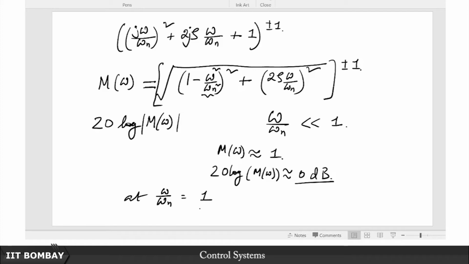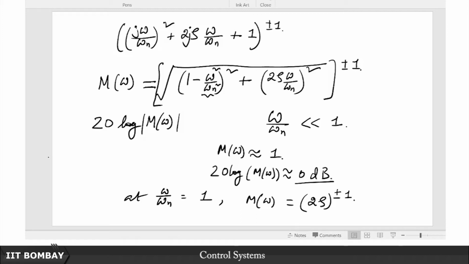At omega by omega n equal to 1, we have of course this entire thing vanishing. So basically the real part vanishes. So we have m omega given by 2 zeta to the power plus minus 1.